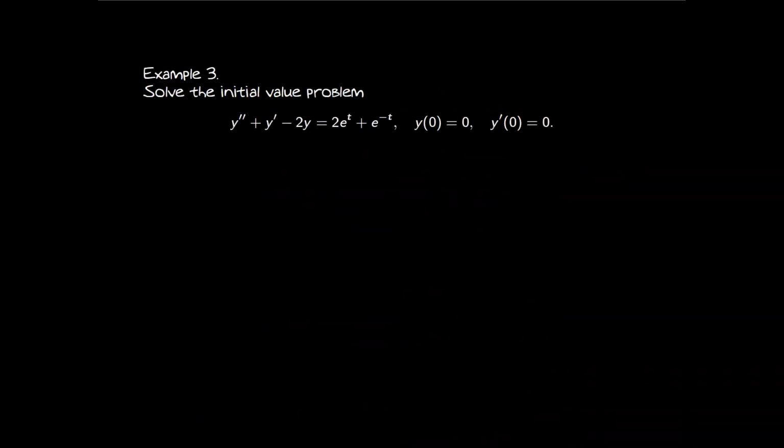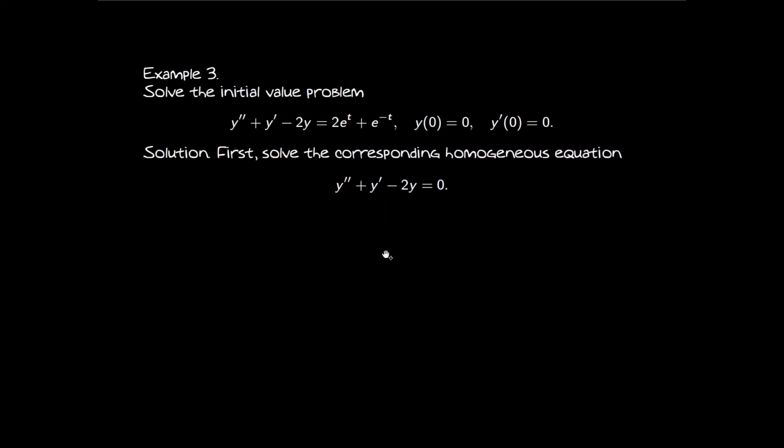Example 3. Once again, we have an initial value problem. So we have to first of all solve the equation and then use the initial conditions to decide the C. So here, for this equation, we have to first of all solve the homogeneous case.